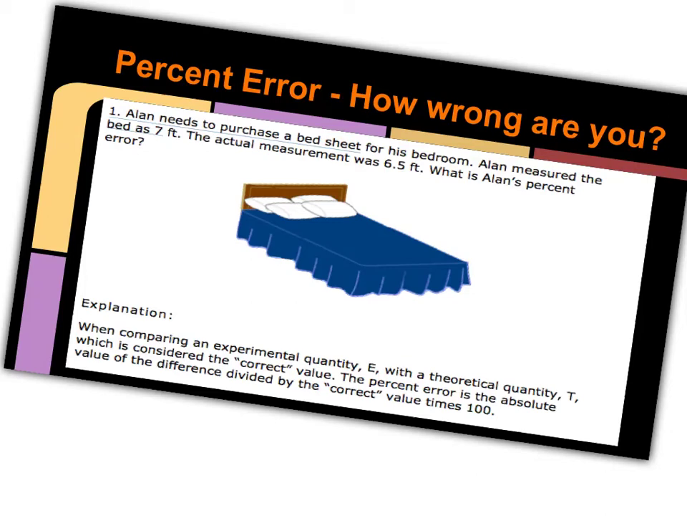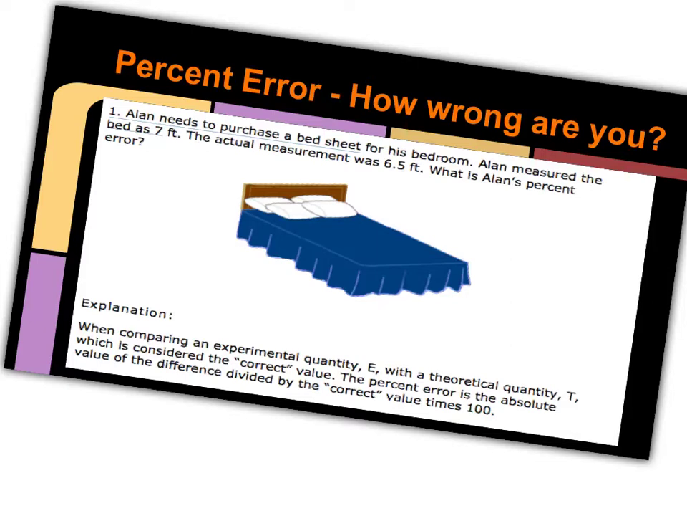Percent error, or how wrong are you, is the next kind of topic we need to cover in our RP.3 standards. And percent error is very similar to finding percent increase or decrease, but let's just think about what it means. Percent error, look at this question.